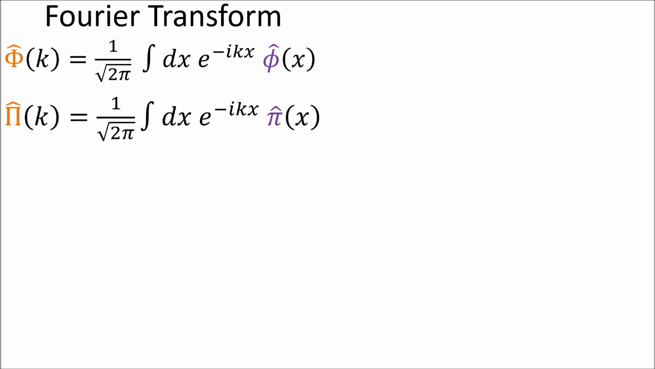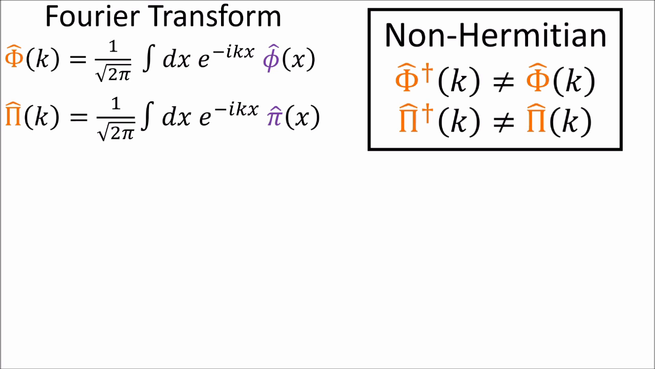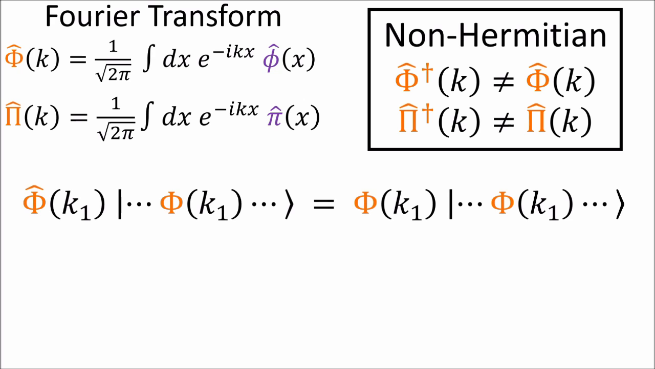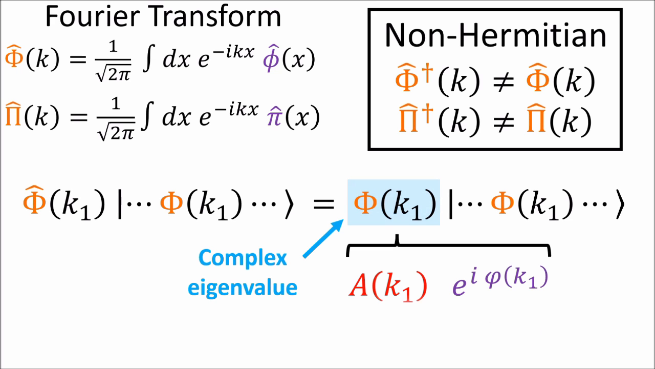Now, since we're using complex numbers in this Fourier transform, I do have a few notes to add. First, the big phi and big pi operators are no longer Hermitian operators because of the use of complex numbers. So their eigenvalues are now complex numbers. This is because the amplitudes in front of complex waves contain both magnitude information and phase information.